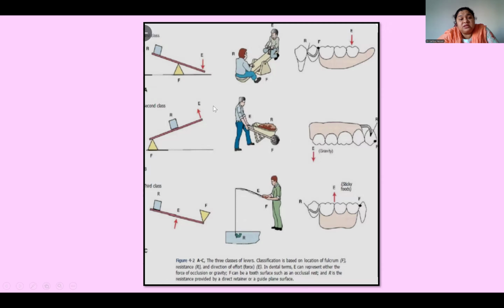And as said, E is the effort. If a lot of effort is needed, you cannot remove the prosthesis easily. It has to be such that it does not introduce more force and cause a lot of problems. So you have to keep in mind where the fulcrum is and where it is rotating, whether you have to keep it away. Now suppose you are fishing, I'll give you an example.